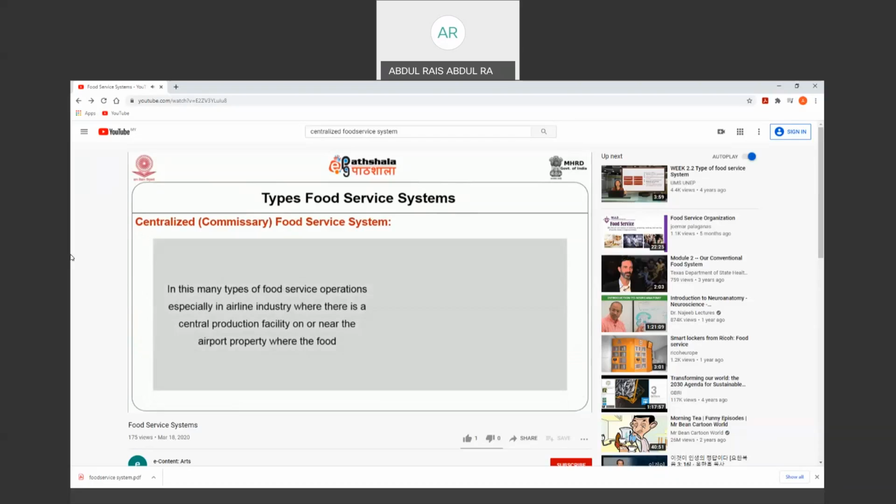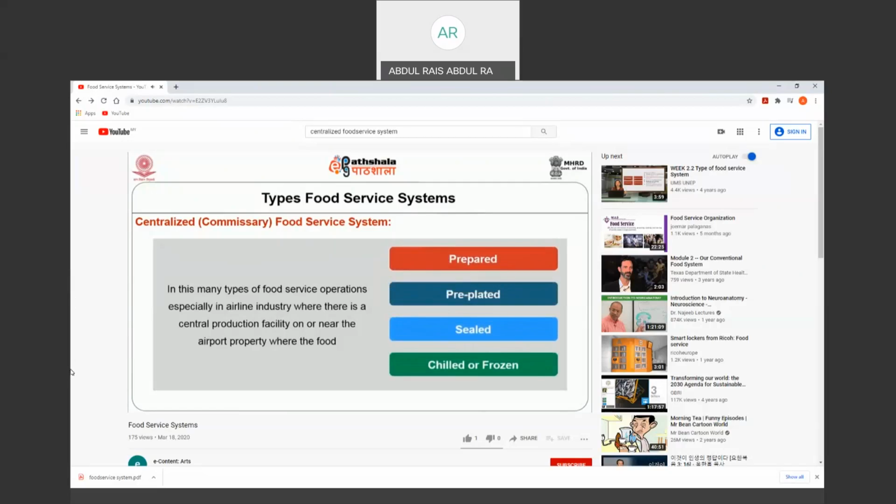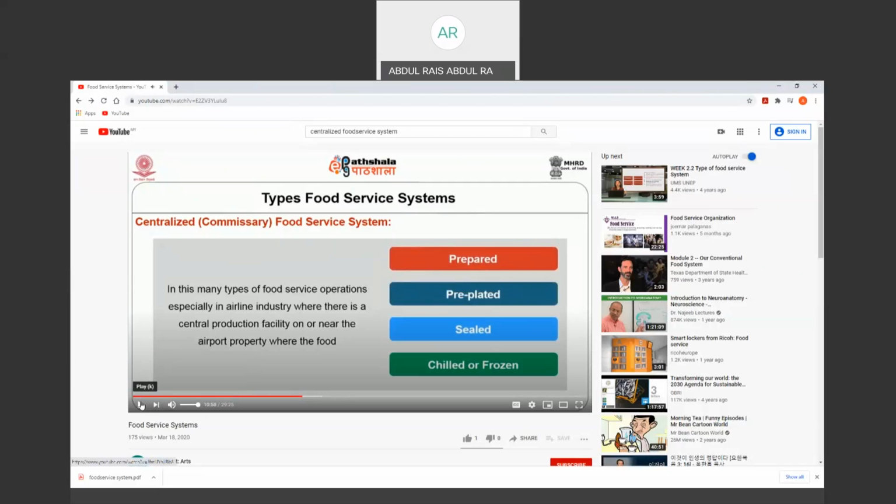Centralized or commissary food service system is used in many types of operations, such as airlines, where there is a central production facility on or near the airport property where the food is prepared, pre-plated, sealed and either chilled or frozen. Selain airline, setengah hospital pun di Malaysia guna juga kaedah centralized kitchen.